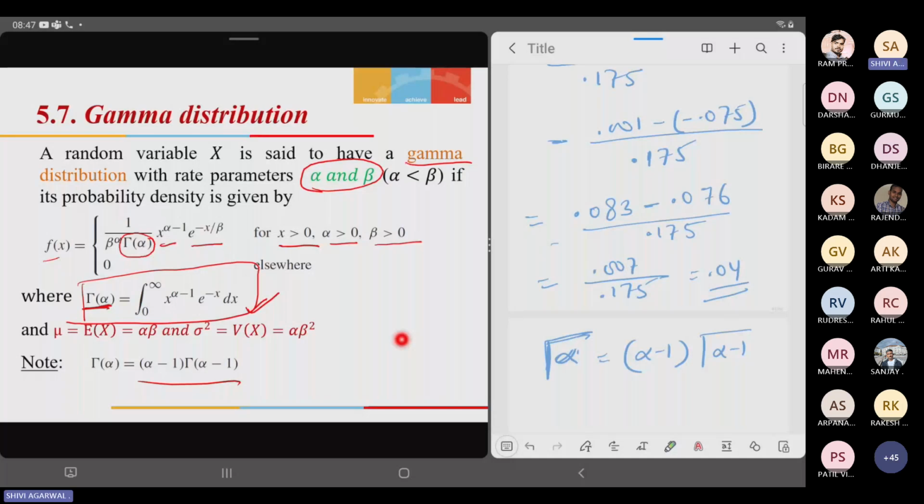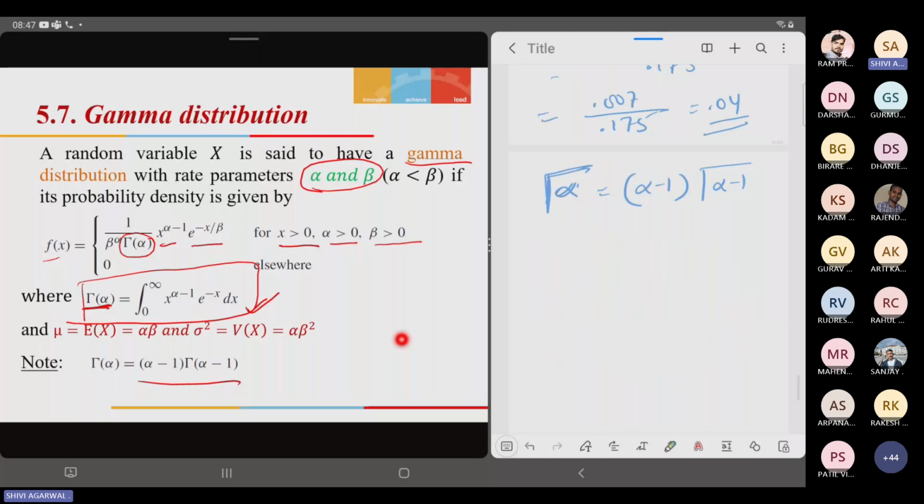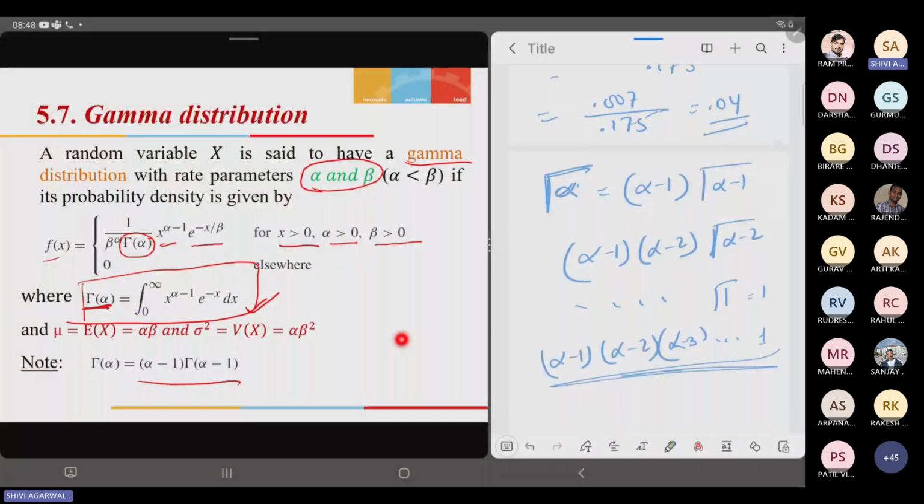Okay, so the gamma function of alpha minus 1, when we do the same thing, becomes alpha minus 1, again alpha minus 2, gamma function of alpha minus 2, and we go up to 1. The gamma function of 1 becomes 1 basically, so it becomes alpha minus 1, alpha minus 2, alpha minus 3, and so on up to 1. So it is a multiplication, so it is a factorial, alpha minus 1 factorial. So when alpha is an integer, the gamma function of alpha means alpha minus 1 factorial here.